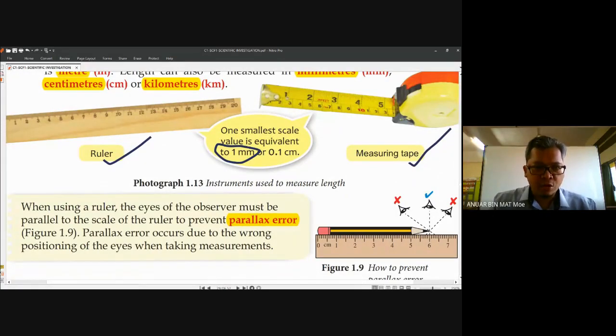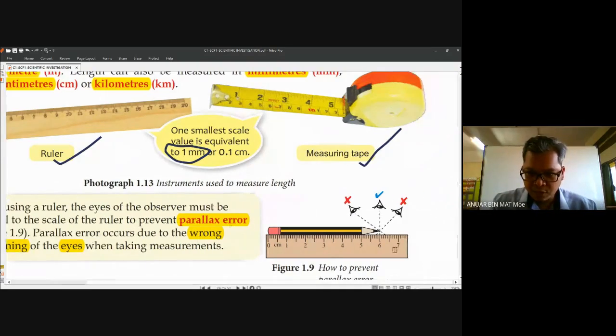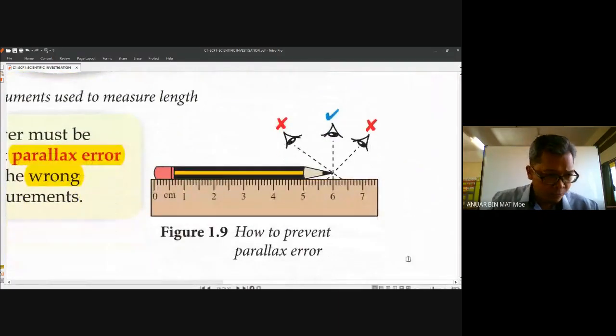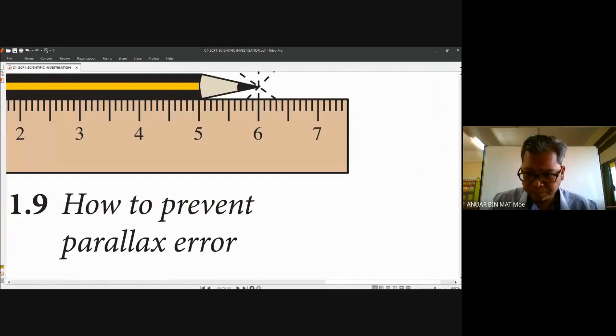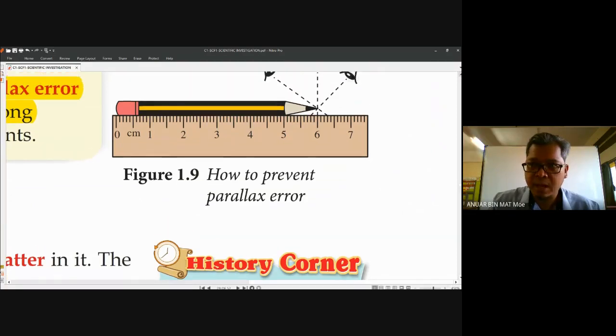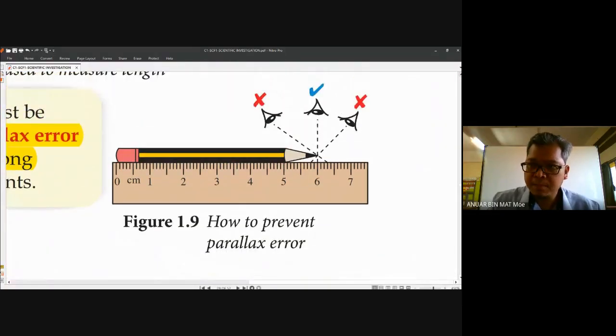Wrong positioning of the eyes when taking a measurement. This is parallax error. I will zoom in on the picture for you to understand this. Can you see the picture here? It is the same image as in your textbook.